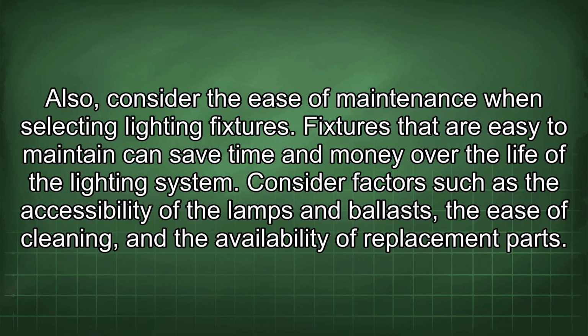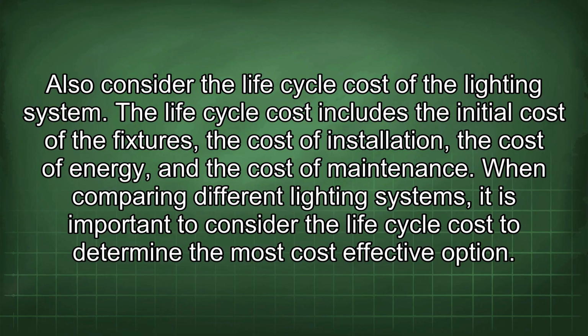Consider factors such as the accessibility of the lamps and ballasts, the ease of cleaning, and the availability of replacement parts. Also consider the life cycle cost of the lighting system. The life cycle cost includes the initial cost of the fixtures, the cost of installation, the cost of energy, and the cost of maintenance. When comparing different lighting systems, it is important to consider the life cycle cost to determine the most cost-effective option.